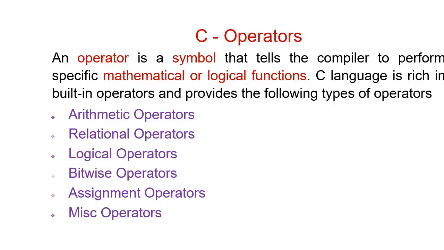Then C operators. What are the C operators? An operator is a symbol that tells the compiler to perform specific mathematical or logical functions in C language. So what are the operators? Arithmetic operators, relational operators, logical operators, bitwise operators, assignment operators, and misc operators. The details of these operators will be taken in the next video.